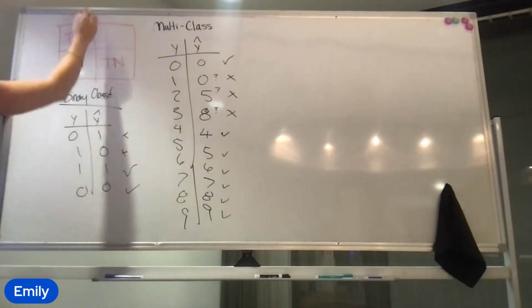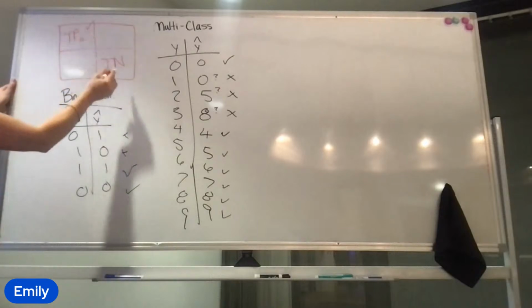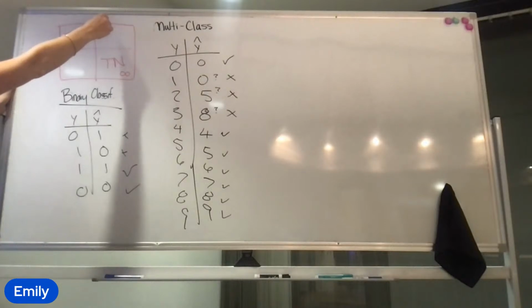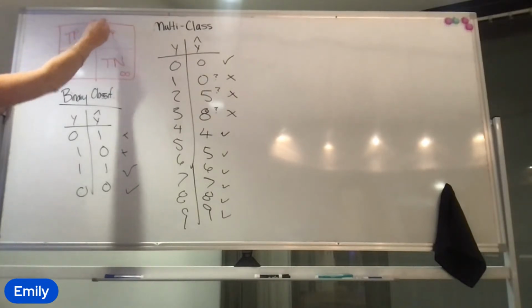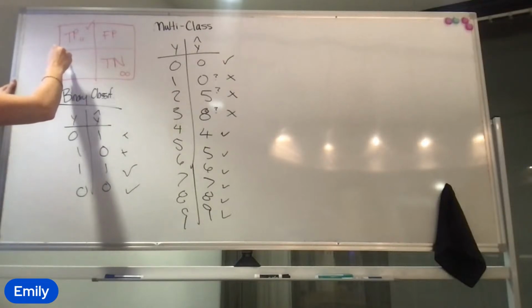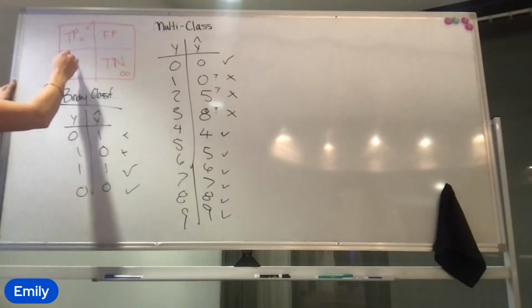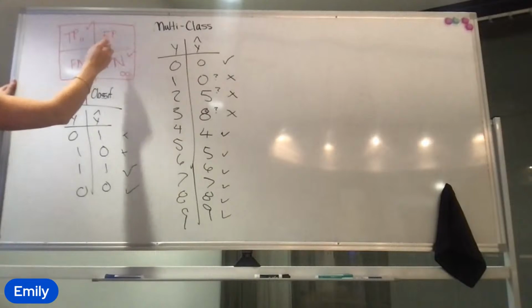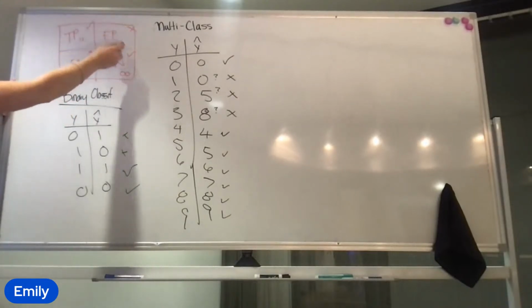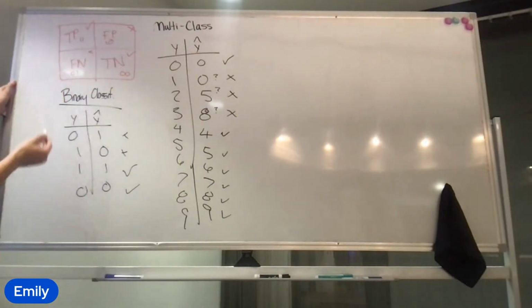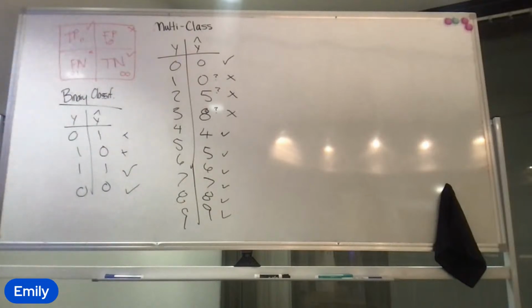TP is when we predicted 1 and it was actually 1. TN is when we predicted 0 and it's actually 0. And then what's up here? FP. And down here, FN, you got it. So these two were correct, these two are wrong. False positive is when we predicted 1, it was actually 0. False negative is when we predicted 0, it was actually 1. Okay, so there was our matrix. It was pretty simple.